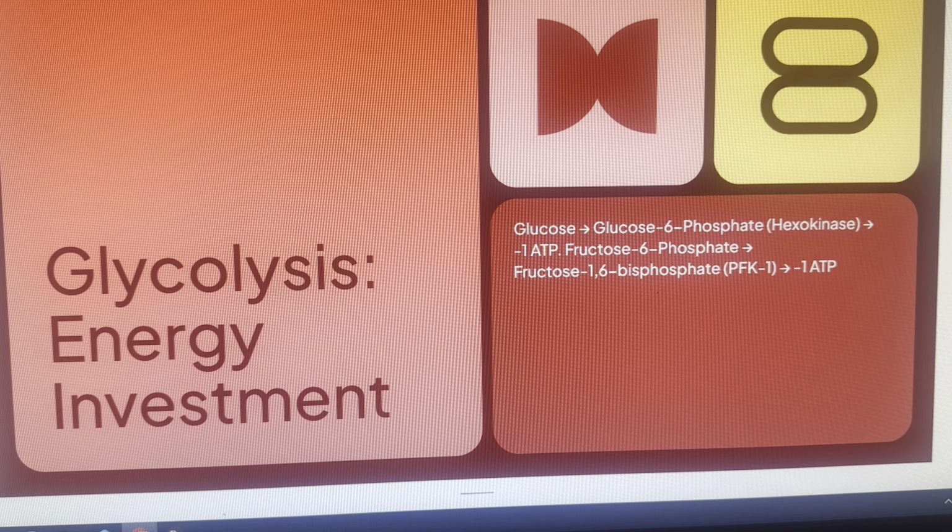In the first stage of glycolysis, energy is invested. Glucose is phosphorylated by hexokinase to form glucose 6-phosphate, costing the cell 1 ATP. After that, phosphofructokinase 1 adds another phosphate to make fructose 1,6-bisphosphate, which costs a second ATP. These two investment steps prepare glucose for later energy payoff.